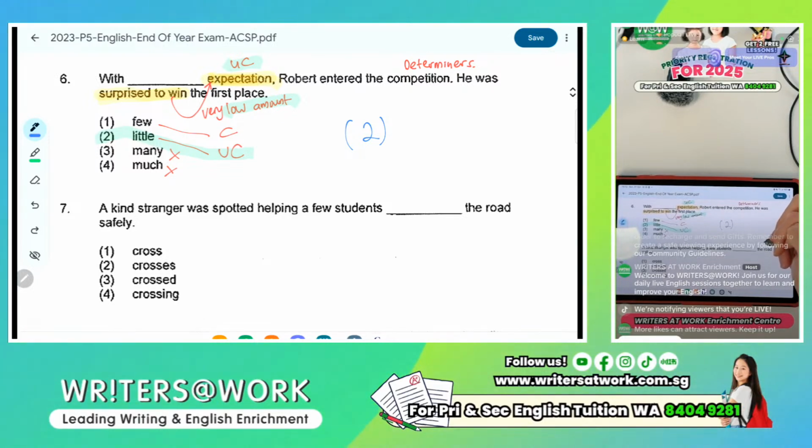Yes, correct, Pui. Now, looking at option 3 and 4, many here is used for countable objects. I have many coins on the table. Much here is used for uncountable things. For example, he put in much effort in his homework. Okay?